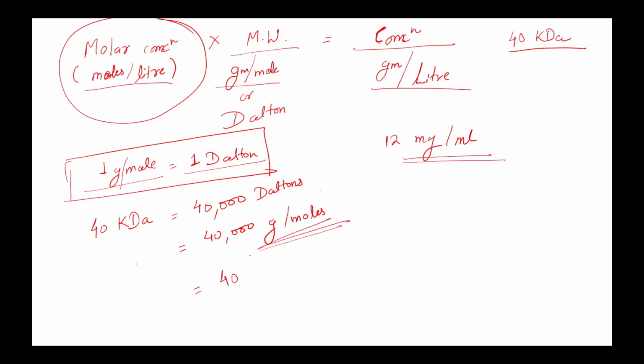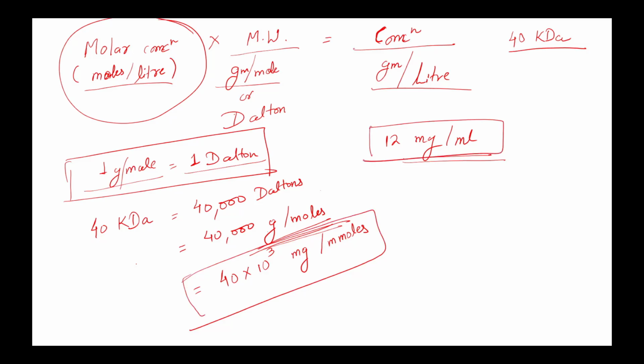This gram per mole can also be written as 40 into 10 to the power 3 mg per millimole, because gram per mole can be written as milligram per millimole. Now we have the molecular weight and the concentration both in the same units. Using this we can find the molar concentration of the enzyme.